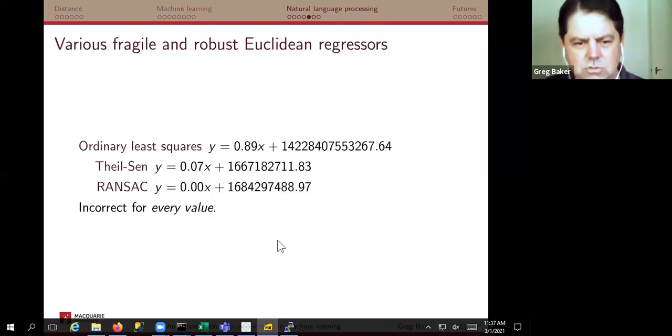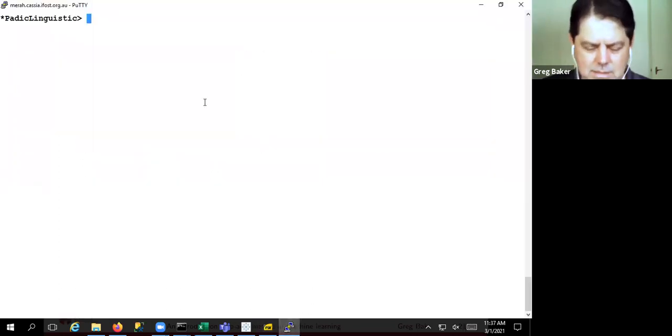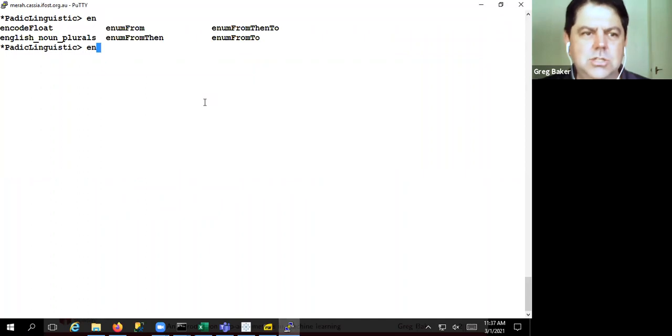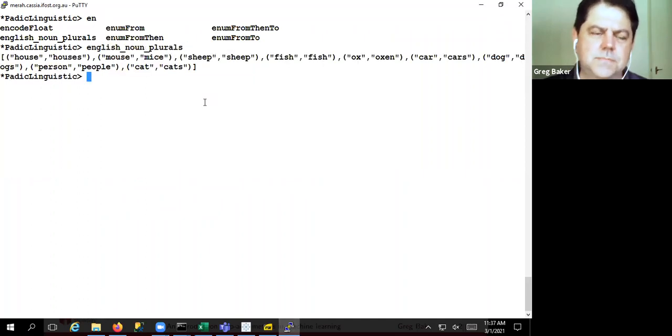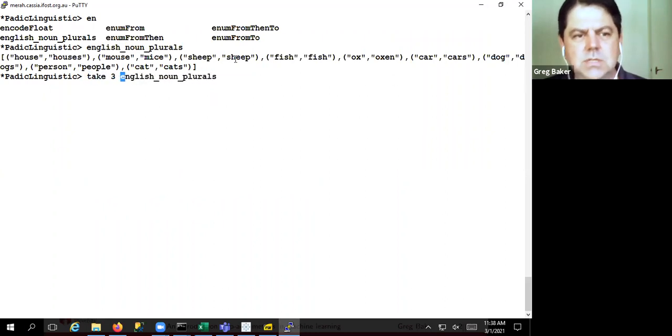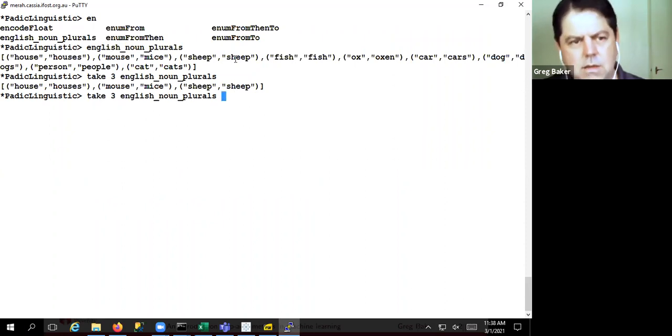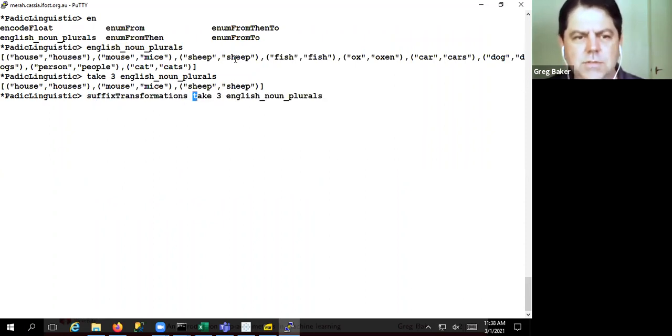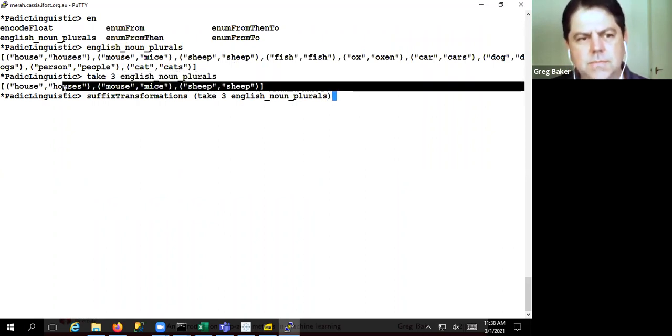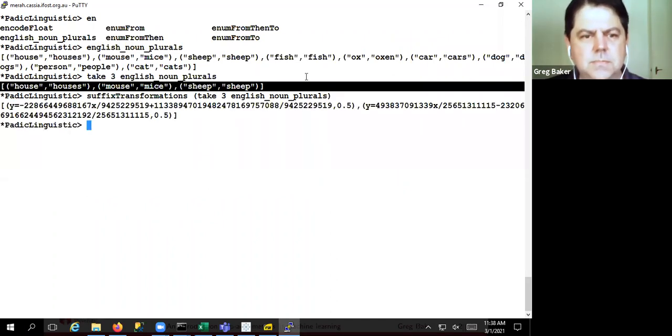So, dramatic drum roll, let's have a look at this in action. So I've got my English noun plurals. House goes to houses, mouse goes to mice, sheep goes to sheep. And just to build up to it, I could just take the first 3 and ask, what are the suffix transformation rules if I only had 3 examples? And you'll notice that they're 3 terrible examples. They have no consistency between them.